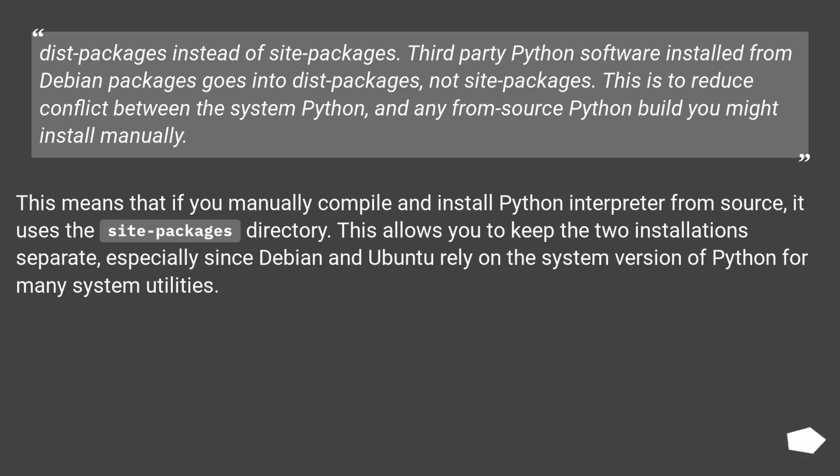This means that if you manually compile and install a Python interpreter from source, it uses a site-packages directory. This allows you to keep the two installations separate, especially since Debian and Ubuntu rely on the system version of Python for many system utilities.